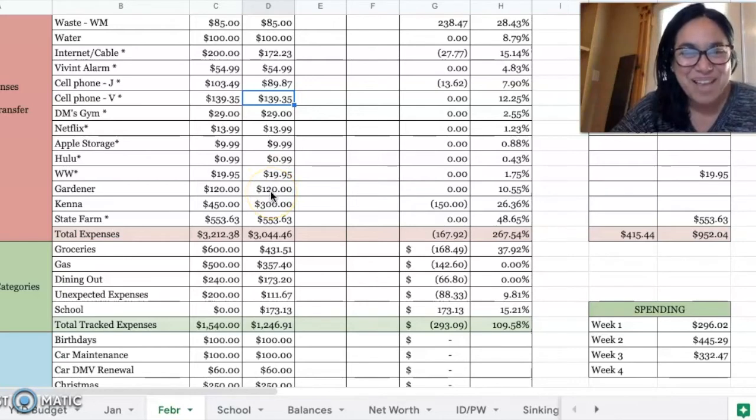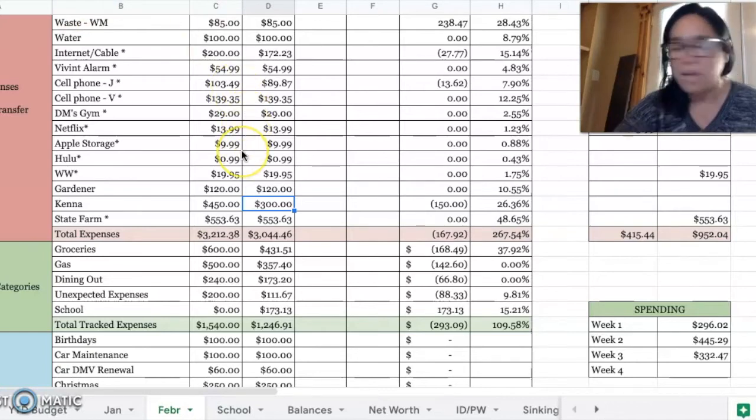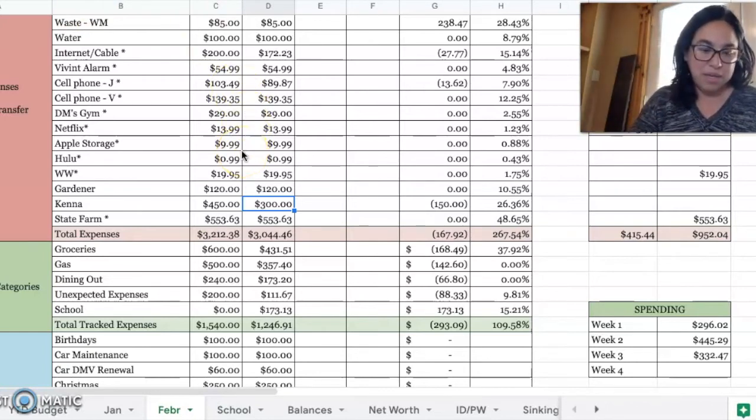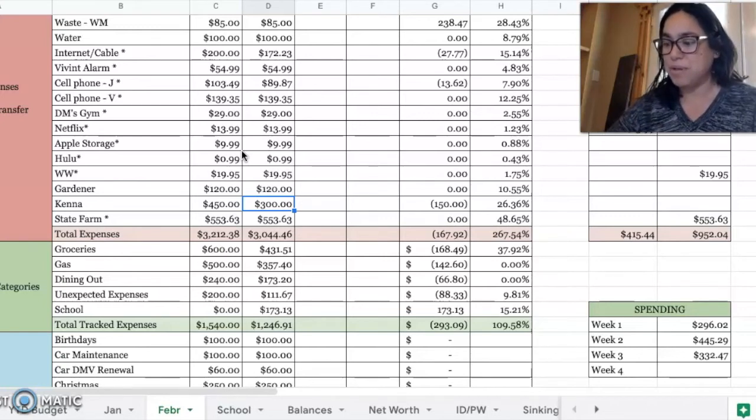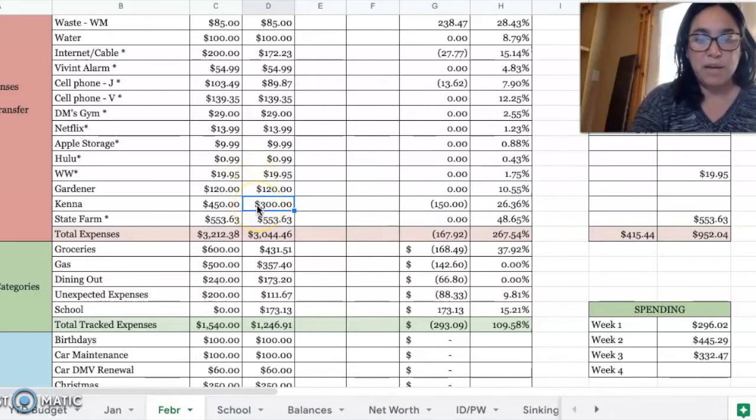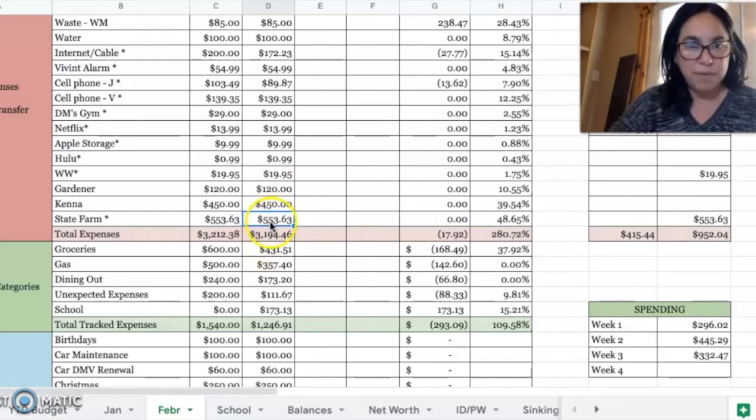The Gardener, and Kenna, let me see here. Can I see? Is this move? No. I need to take out my calculator here. We increased her rate, and she is coming 4 times. I think it's 3 times really, the way it works. Times 3. So 450. Yeah, so 450 here. Why is that working? Okay. State Farm's going to stay the same.